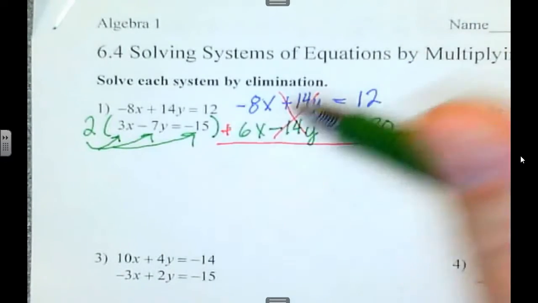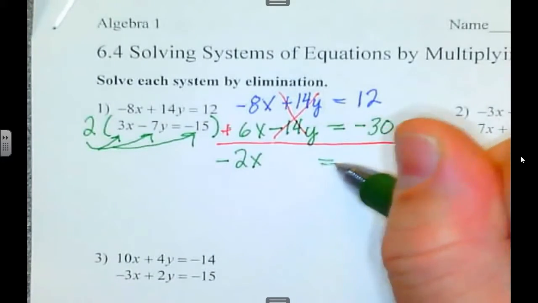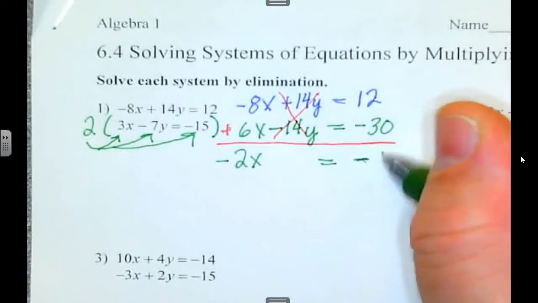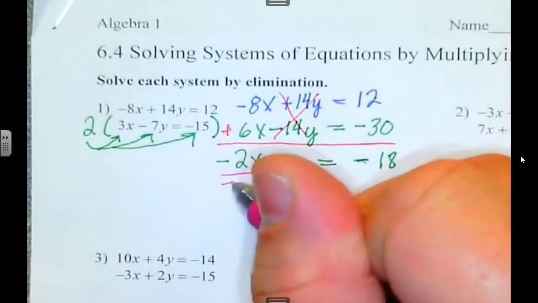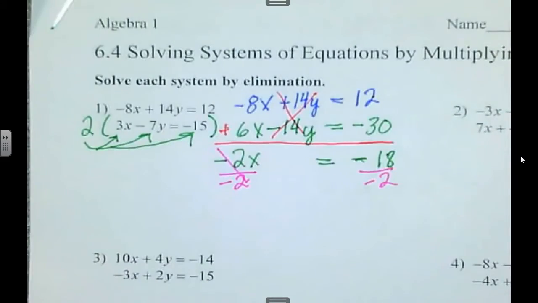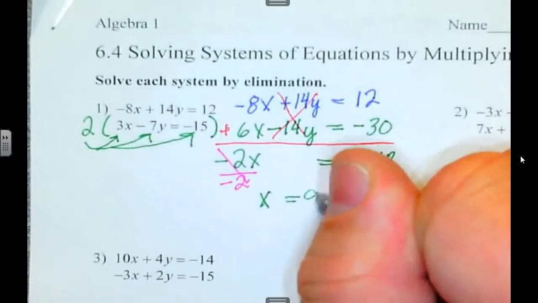Negative 8x plus 6x is negative 2x. 12 plus negative 30 is negative 18. Divide both sides by the coefficient, negative 2. So x equals 9.